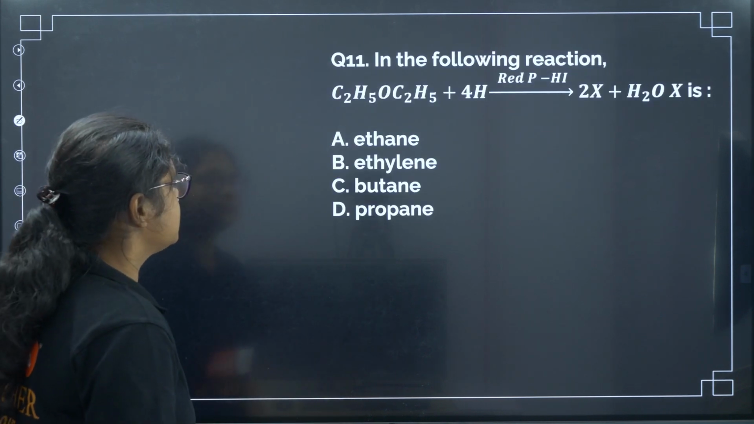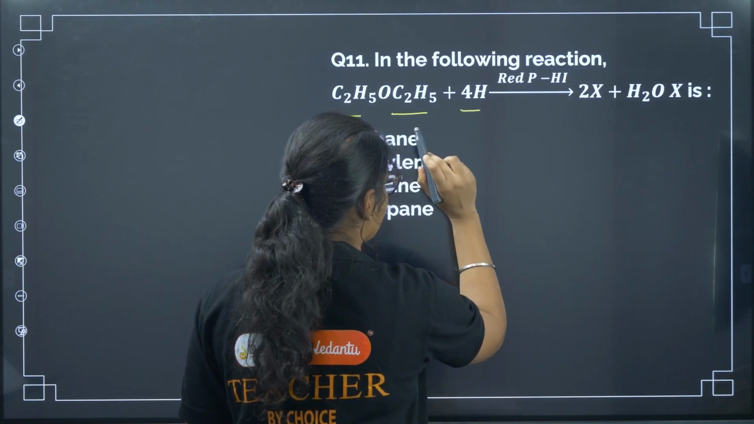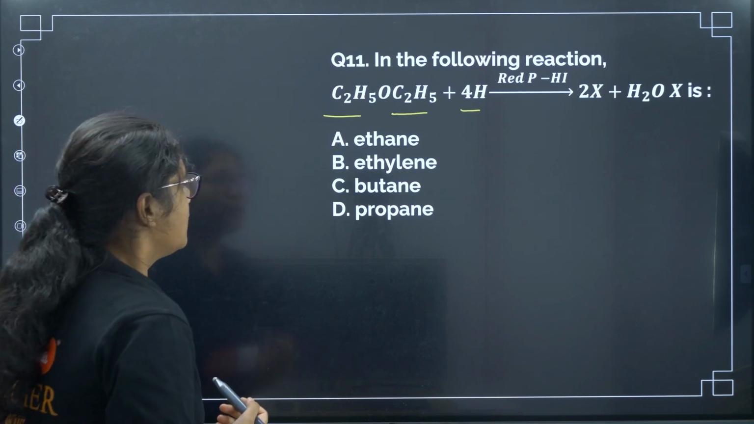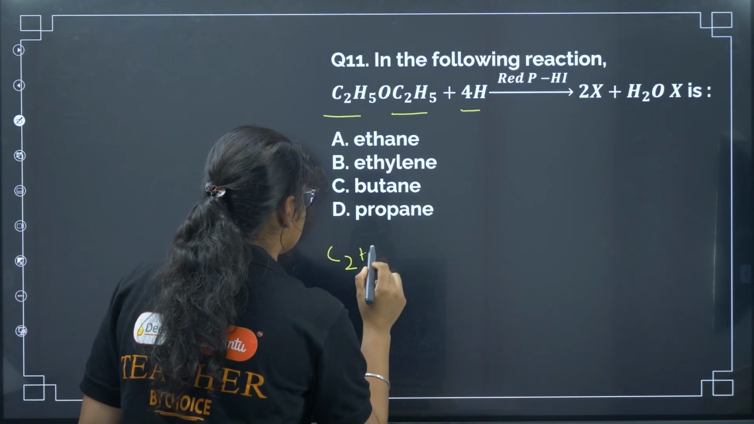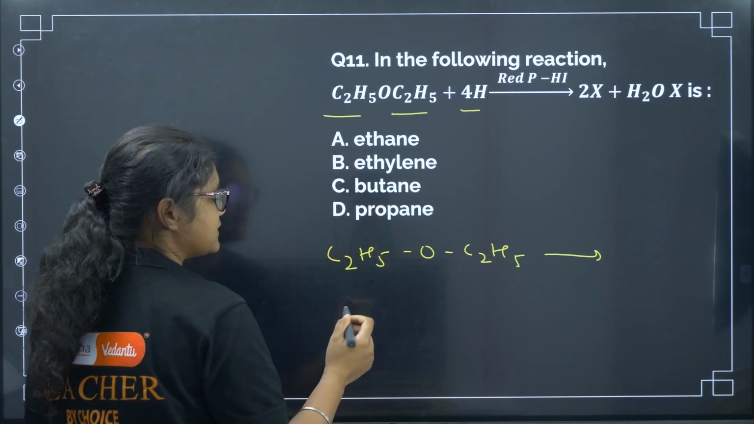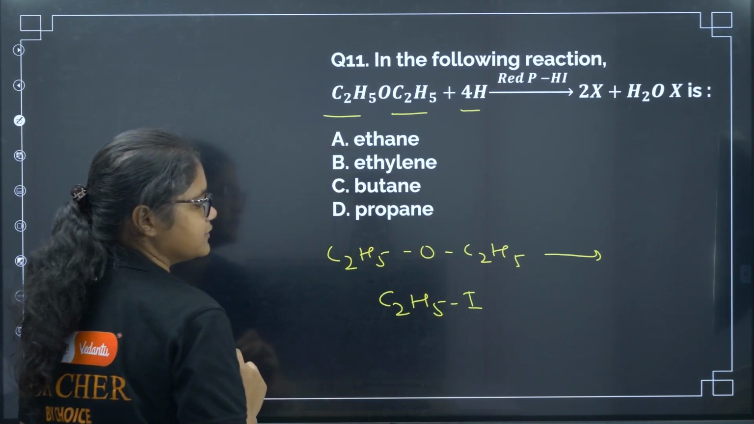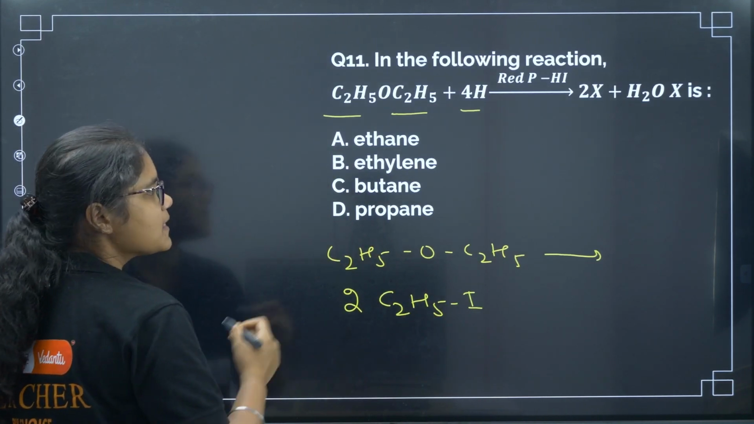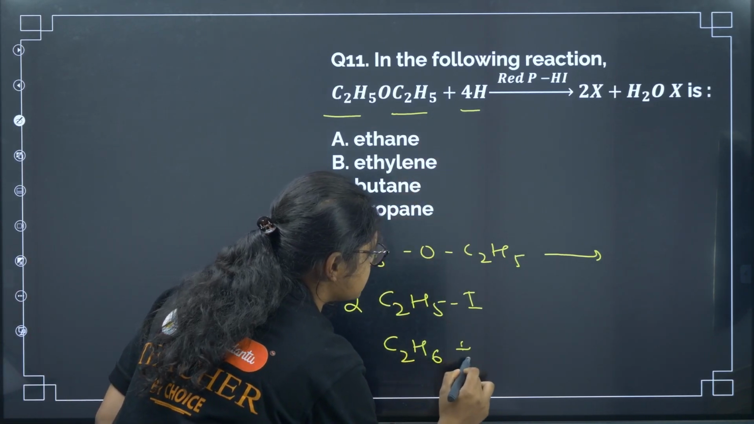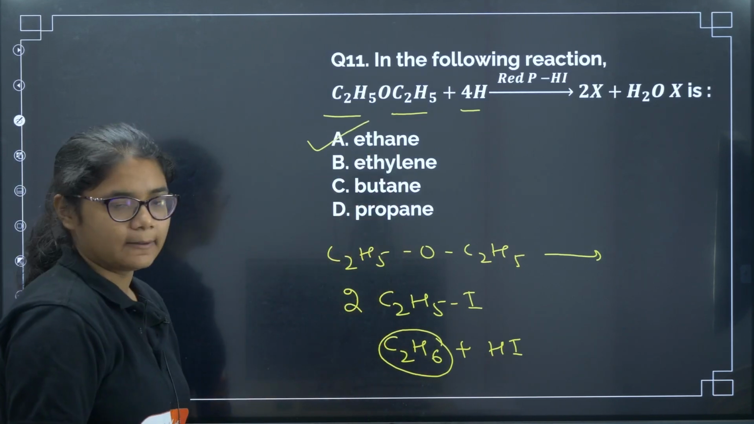Now coming to the next question. In the following reaction, C2H5OC2H5 plus 4H in presence of red phosphorus gives 2X plus H2O, so X is. Okay, so if you find first this one, what happens? C2H5OC2H5. So here 4H is added. That is cleavage of ether, so we'll get C2H5I first, okay? 2 times C2H5I we will get. Now again when you add hydrogen and there is reduction, this one will be converted to C2H6 plus HI, okay? So the product here is nothing but your ethane, that is option number A, okay?